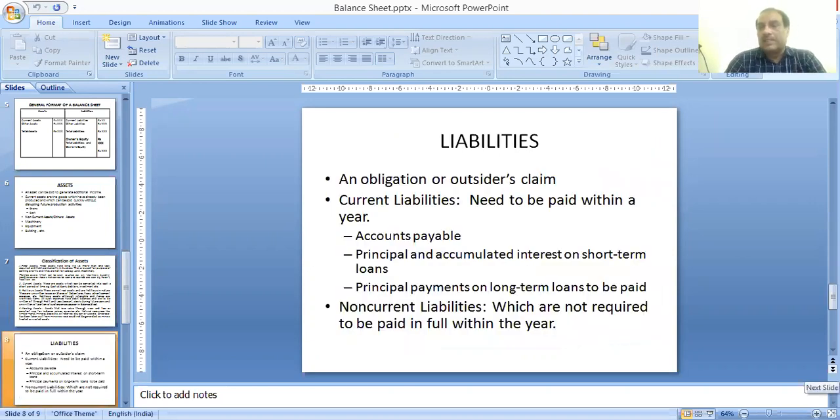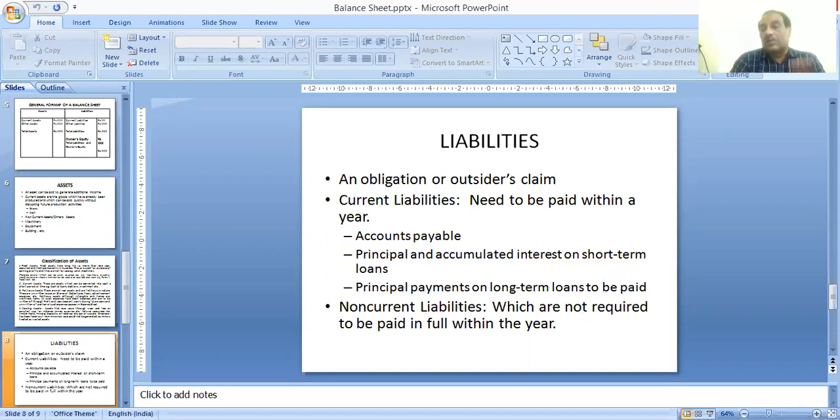The liabilities. Liabilities are obligations. An obligation to outsiders, an outsiders' claim, which is to be paid to the outsiders. So owner's equity is a liability for the business and it is to be paid to the owner. So it is also a type of liability. Then we take debt, we borrow money from others. That is one of the liabilities because we need to pay that.